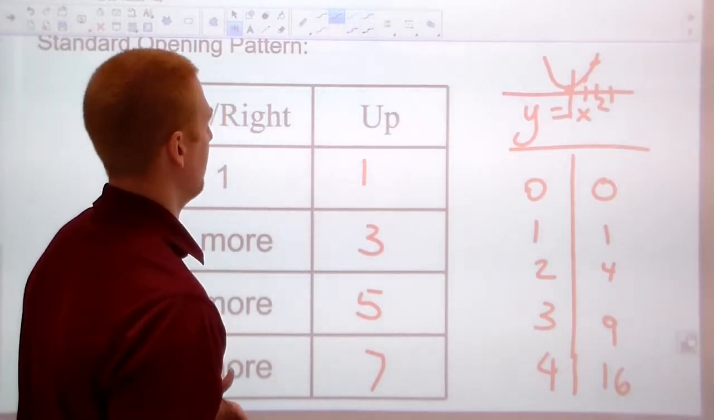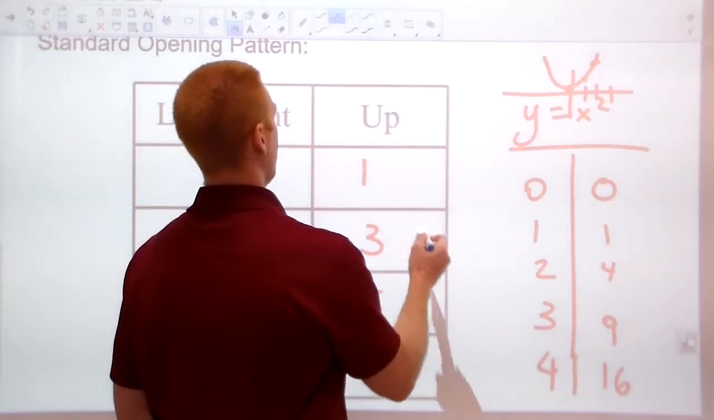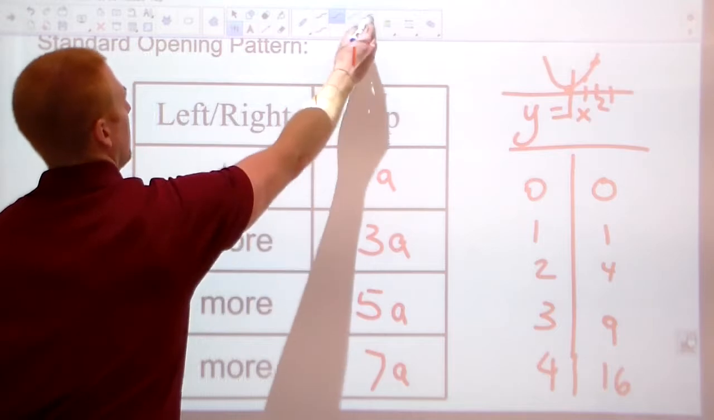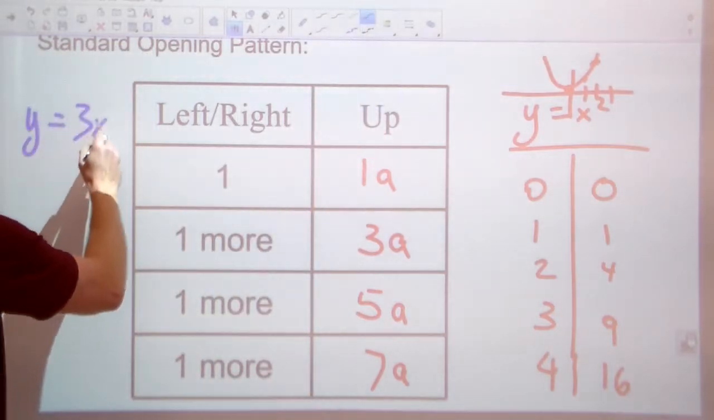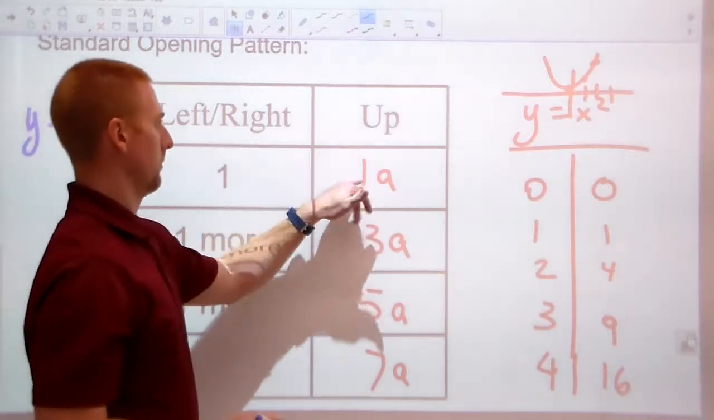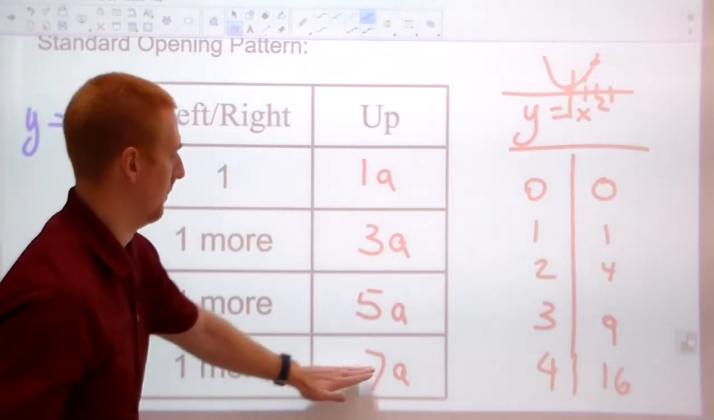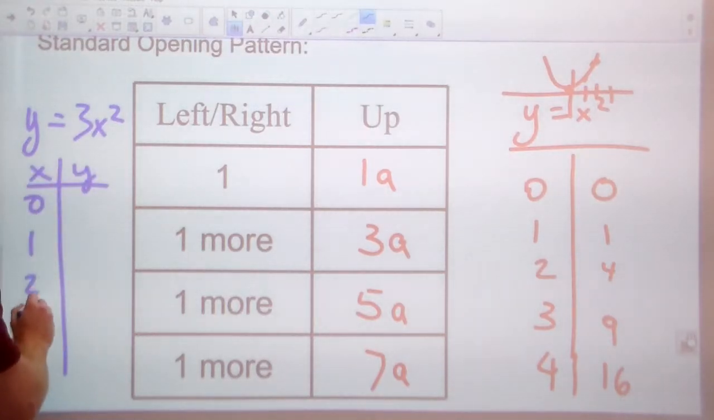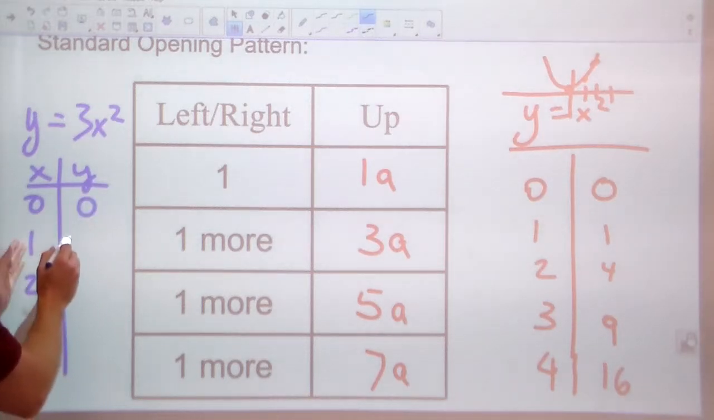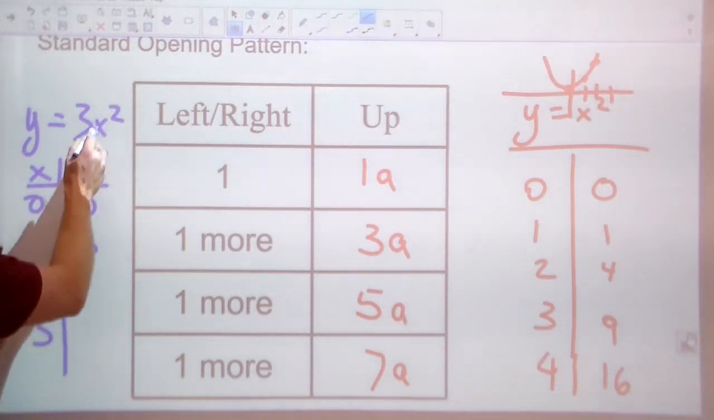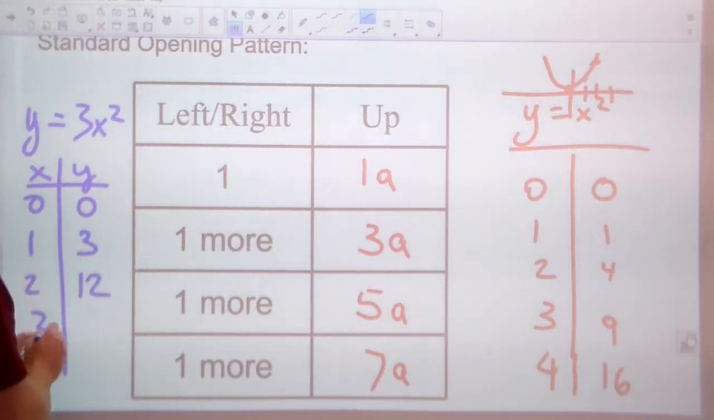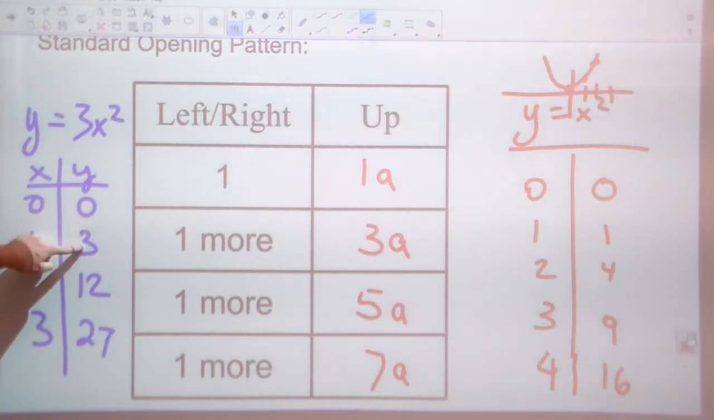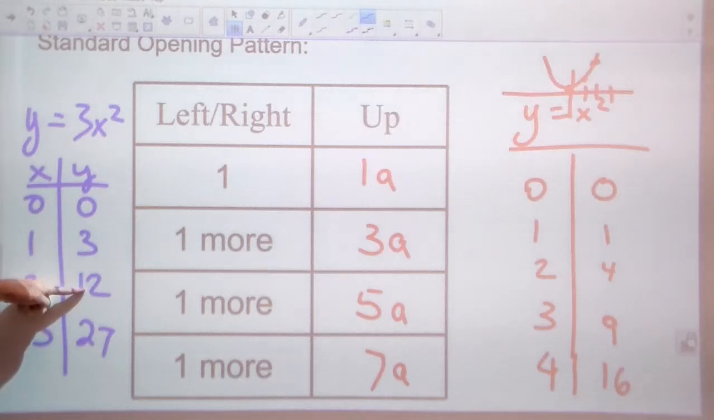And what ends up happening, if you have whatever your a value is, you end up multiplying by that to figure out your opening pattern. So if we had y equals 3x squared, all right? So we would go up 3, and then 9, and then 15, and then 21. And we can fill that in real quick if you wanted to, just do a few, just to confirm. So 0, 0 would be on there. 1 would be 3. Put in 2, you get 4 times 3, so 12. 3 squared would be 9 times 3 would be 27. So we go up 3, and then we go up 9, and then we go up 15.